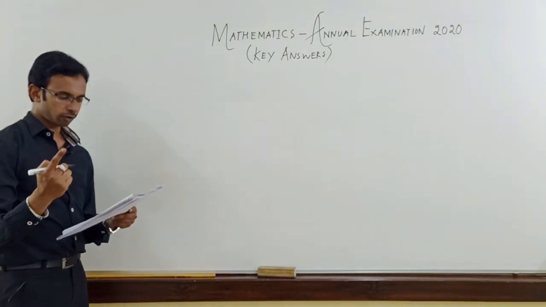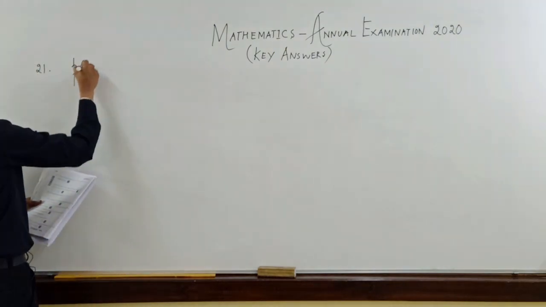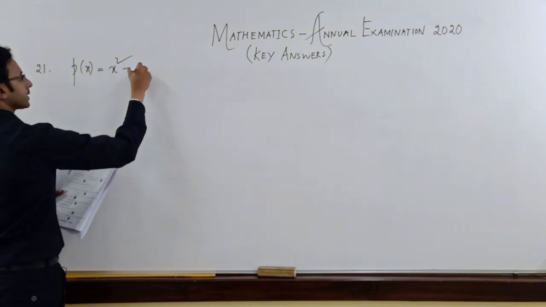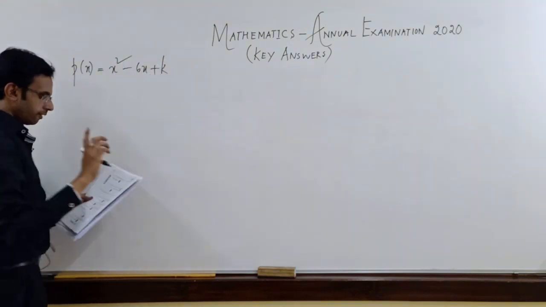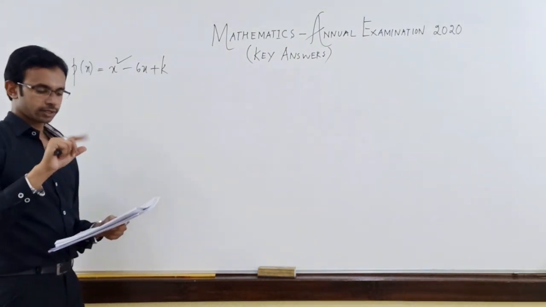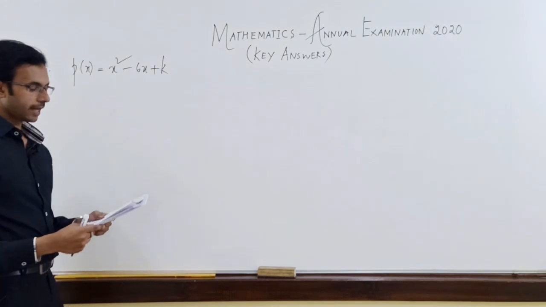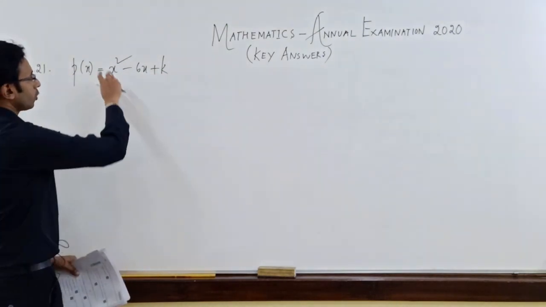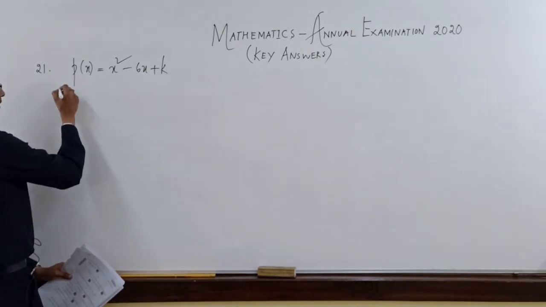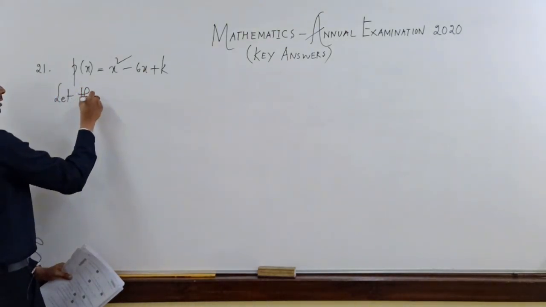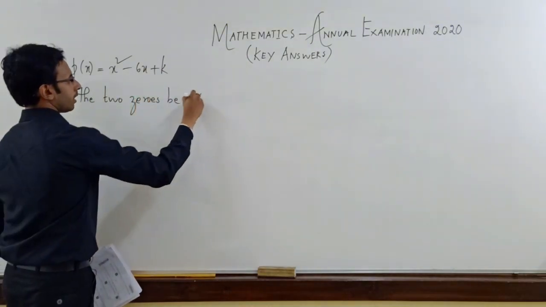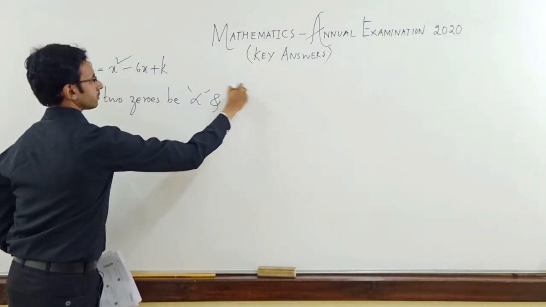If 1 zero of the polynomial p of x is equal to x square minus 6x plus k. If 1 zero of the polynomial is twice the other, then what should be the value of k? Means the roots of this equation, the 2 zeros. One is alpha, the other is beta. So let us write, let the 2 zeros be alpha and beta.